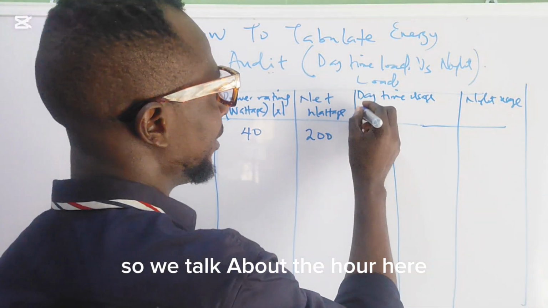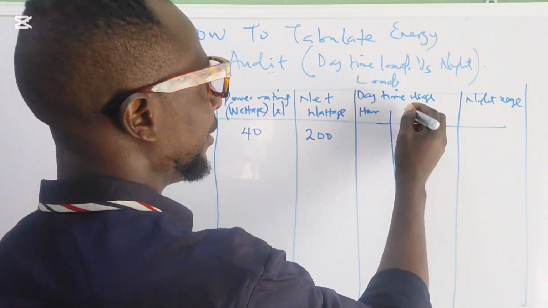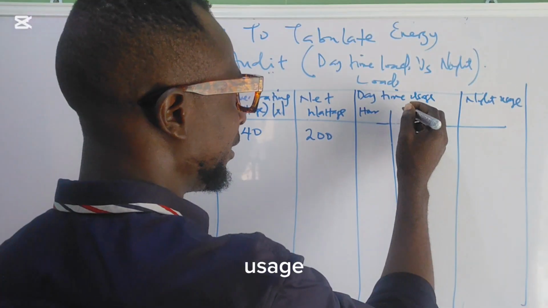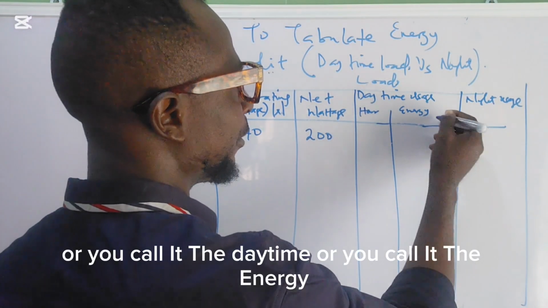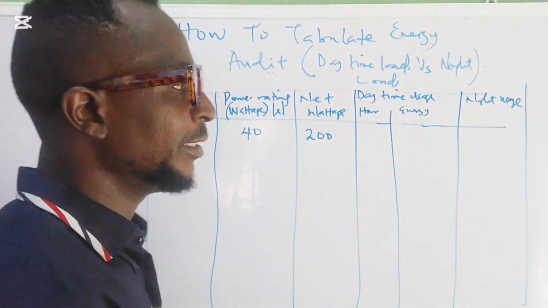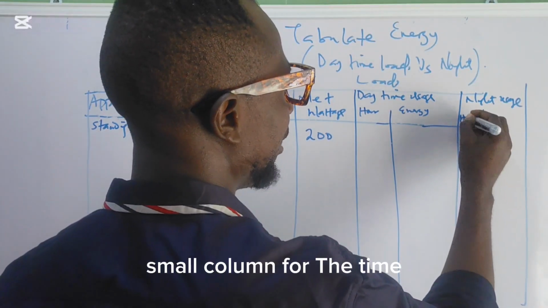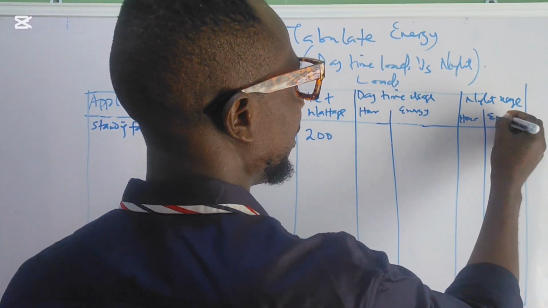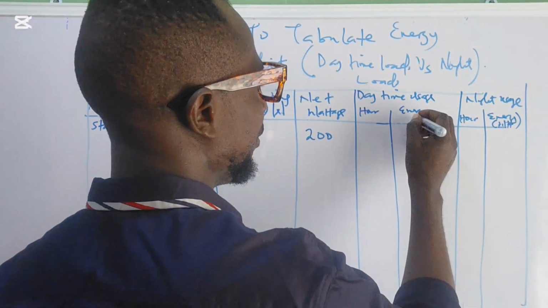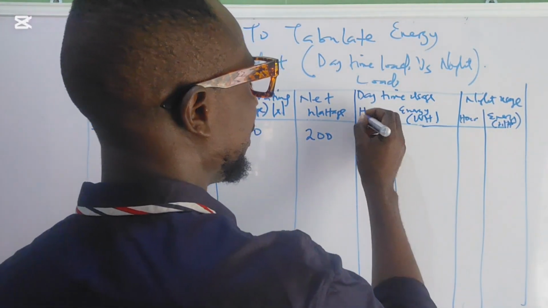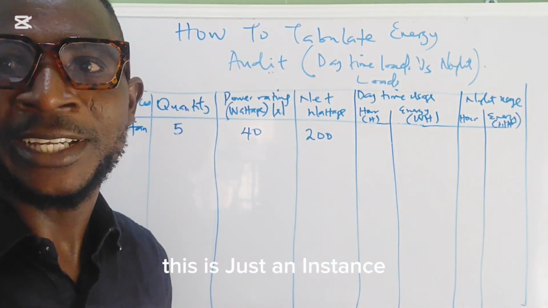So we talk about the hour here. Then we have the usage, or you call it the daytime energy. Then under this, we also create another small column for the time, which is in hour. Then the energy, which is in watt hour. The time here is in hour. Hope you notice, please. This is just an instance.